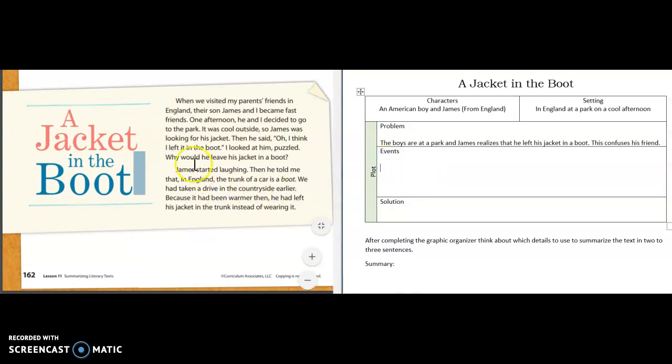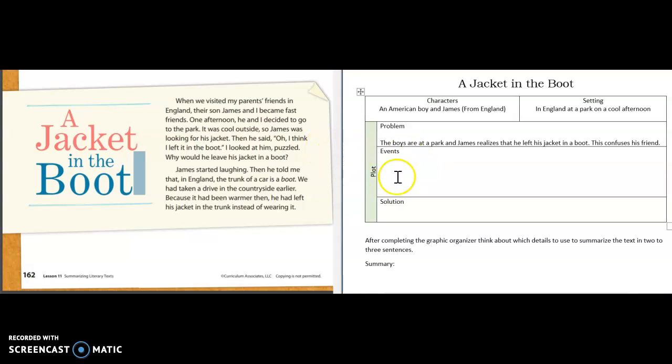Well, let's continue reading. James started laughing. Then he told me that in England, the trunk of a car is a boot. We had taken a drive in the countryside earlier. Because it had been warmer then, he had left his jacket in the trunk instead of wearing it.